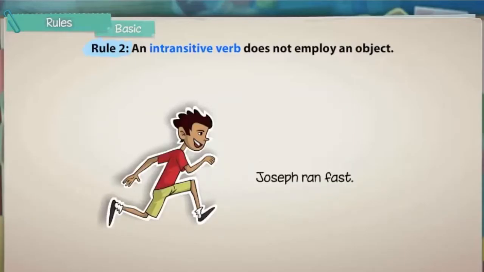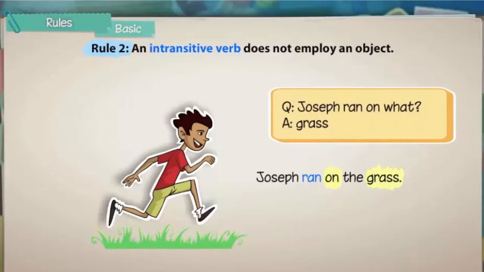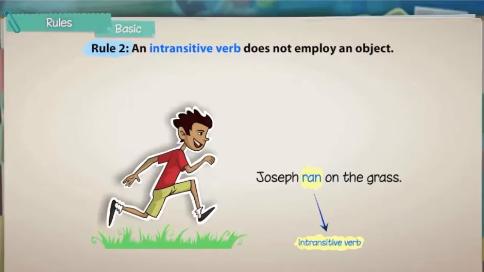Joseph ran fast. So here the verb ran does not have an object, so it is an intransitive verb. Joseph ran on the grass. Now here, ran on what? The answer is grass. So here, if you ask the question ran what, you don't get an answer. So this is also an intransitive verb.